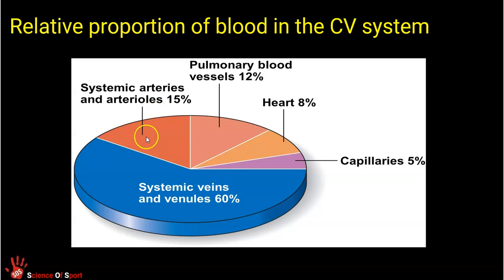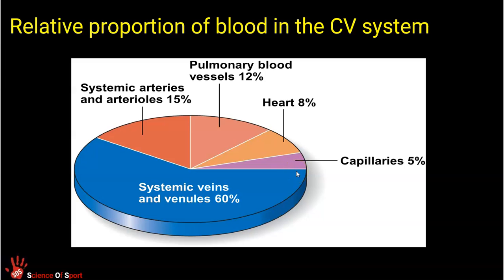We've only got about 15% in our systemic arteries and arterioles. We've got about 12% in the pulmonary vessels, the pulmonary artery and vein, the pulmonary circuit. So these made up the systemic circuit, and this made up the pulmonary circuit: the heart, the lungs and back. This is the heart, the muscles and body and back. We've got 8% that is in the heart at any one point, and just a little bit, 5%, that would be at the capillaries at any point.